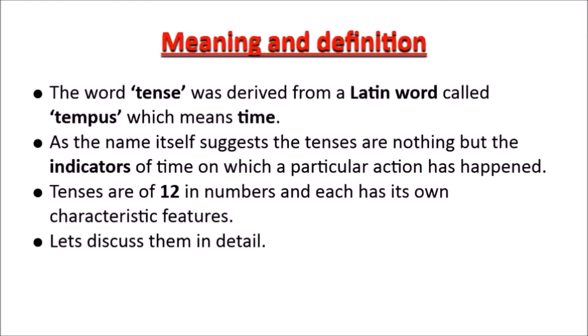Look at the next sentence. Tenses are 12 in number and each has its own characteristic features. So how many tenses are there? Tenses are 12 in number. So there are 12 tenses and each of them has its own characteristic features. So let's discuss them in detail.